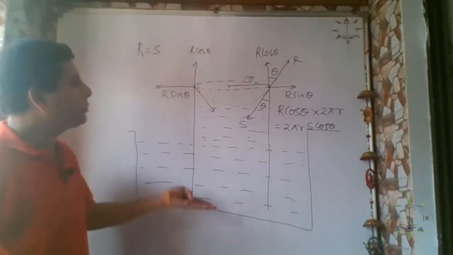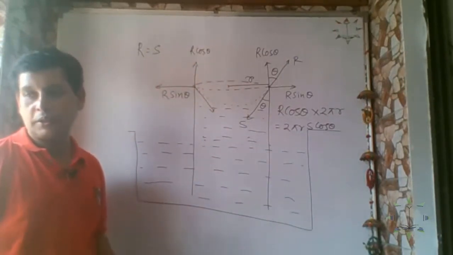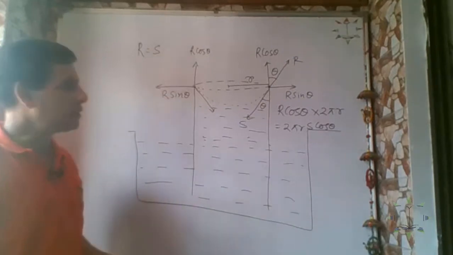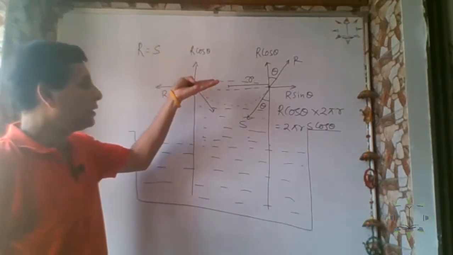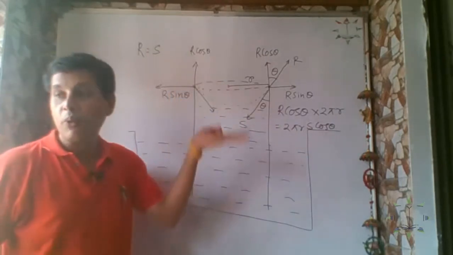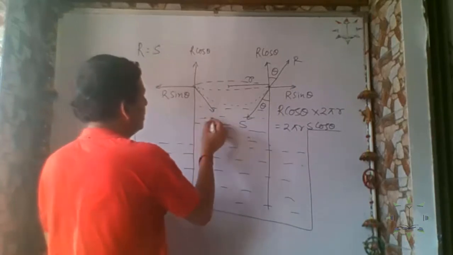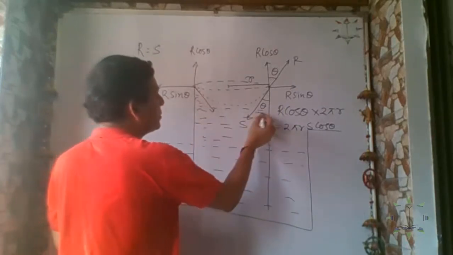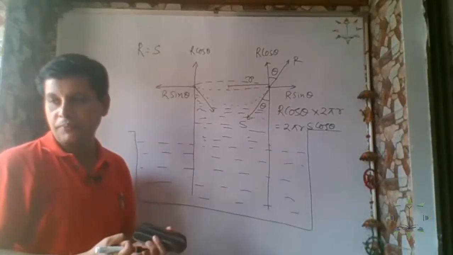Now, will it move up and come out in the form of a fountain? No, it is not happening like that. What is happening? It moves up to a certain extent, and then it stops rising. Why? Because now the gravitational force comes into play, because the mass of the liquid inside the tube is more. So gravity is pulling it downward.